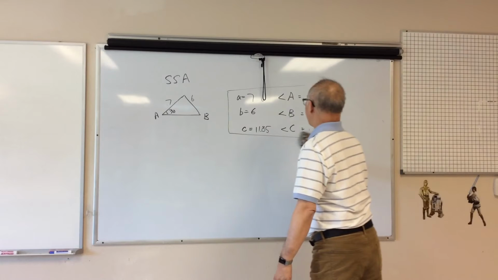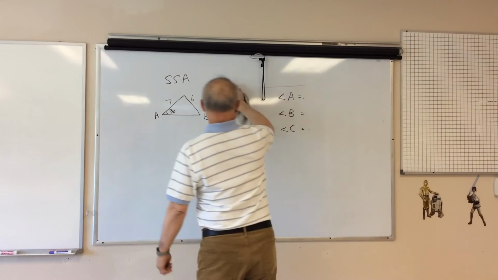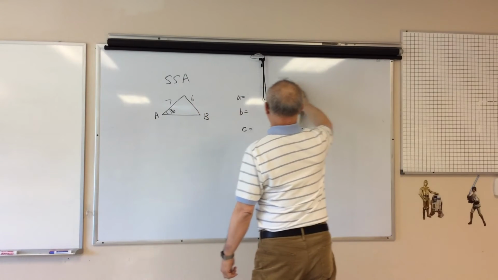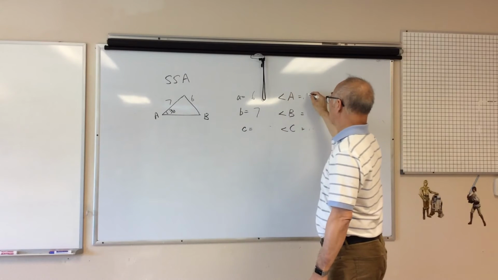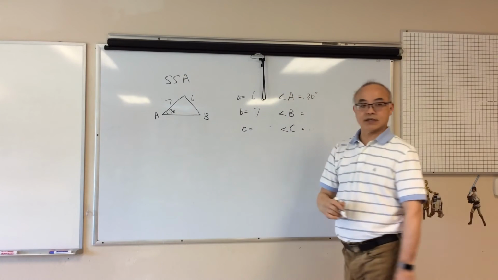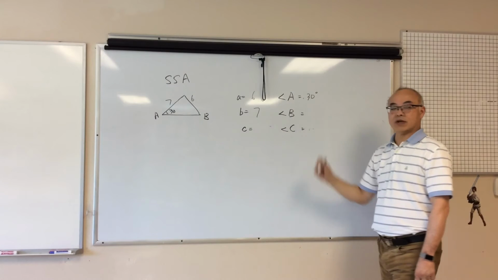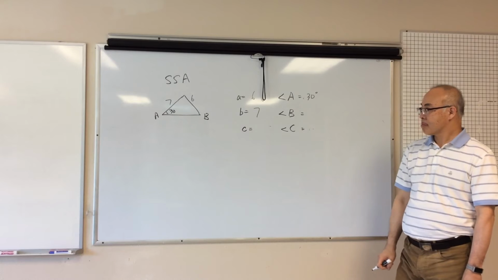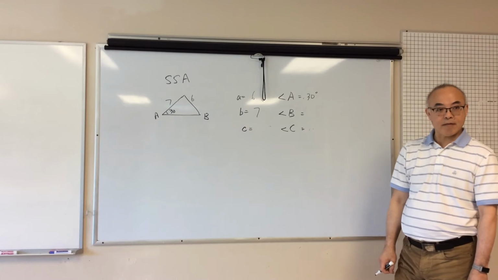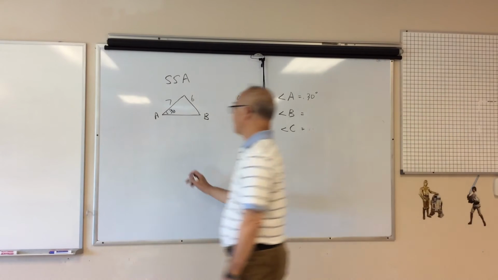So what do I have here? What do I know? SSA. Side a is 6, this is 7, this is 30 degrees, correct? So I have to figure out the next 3, right? Easy, and then just do it for C. Same thing again, right? So I'm going to do it.